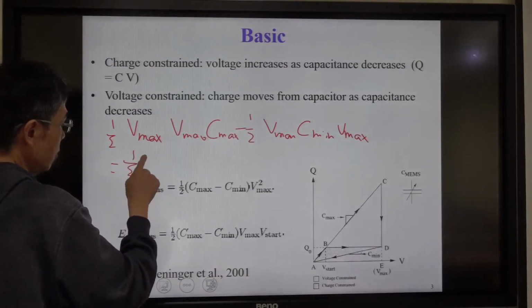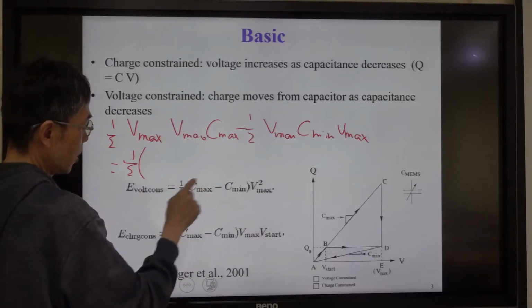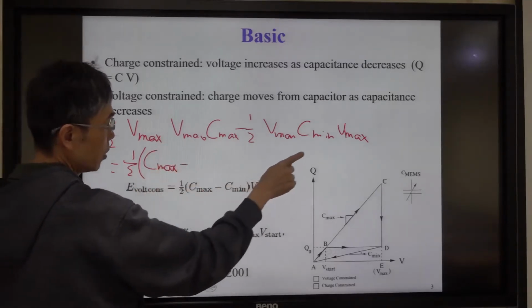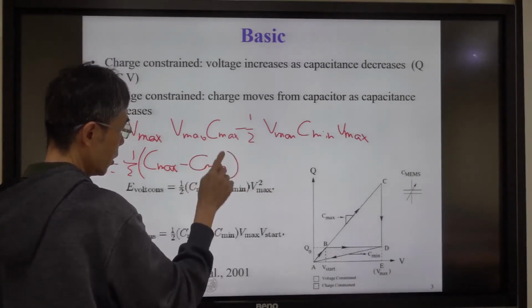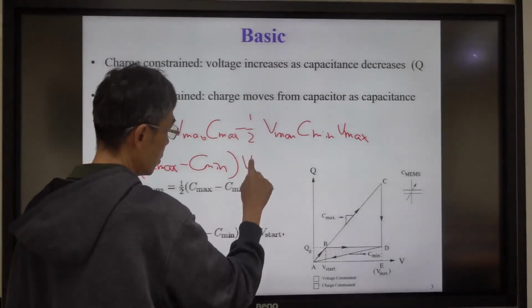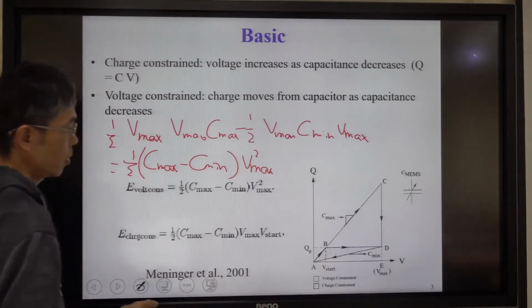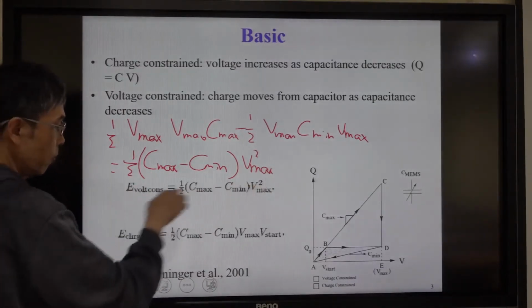Then we can move the one half out, then C max stays inside, then C min stays inside, then we have V max squared. Okay, so this is the equation of the first one.